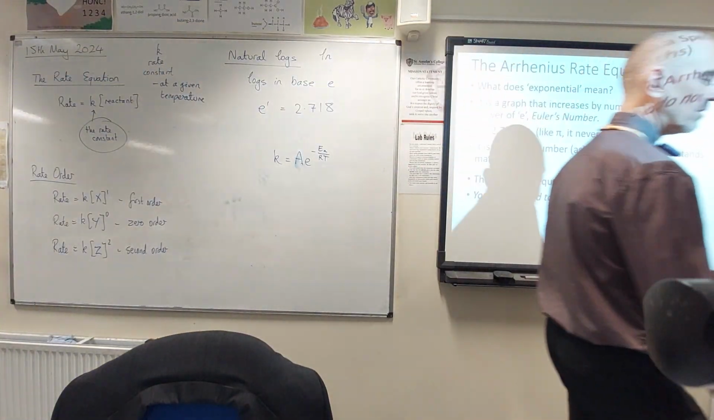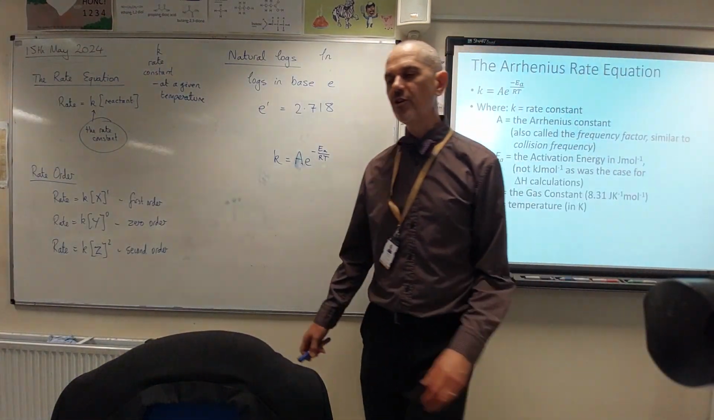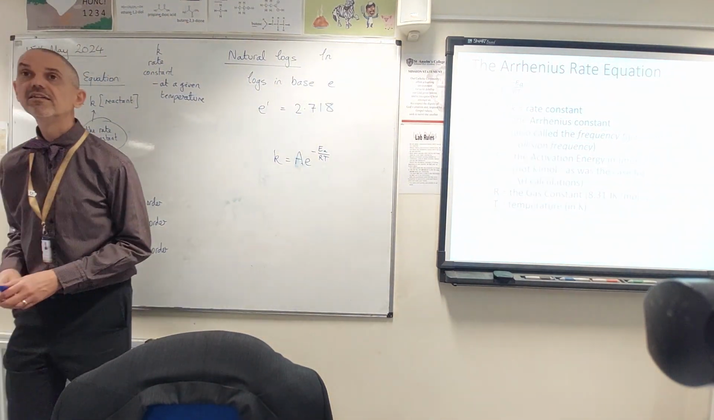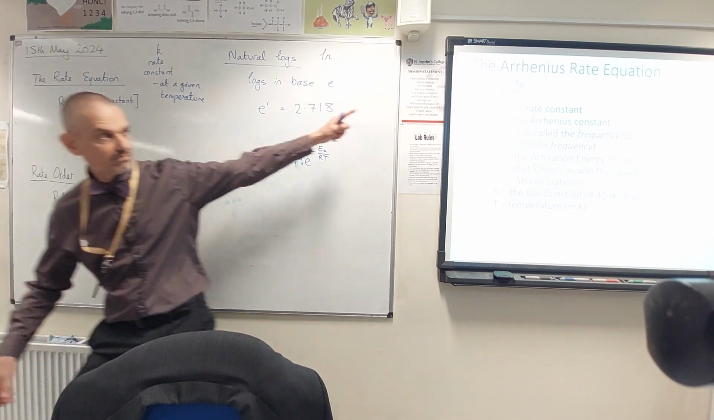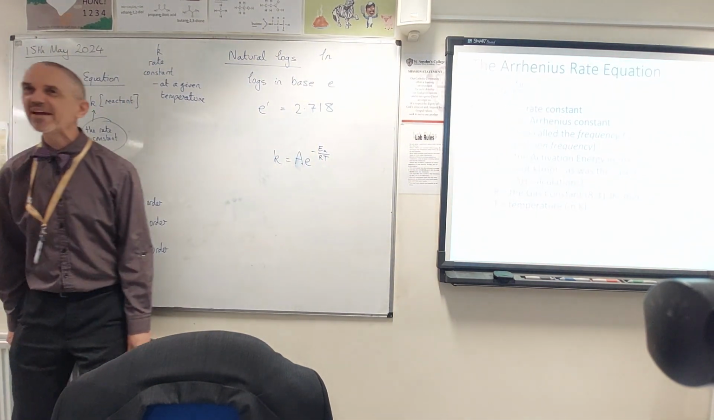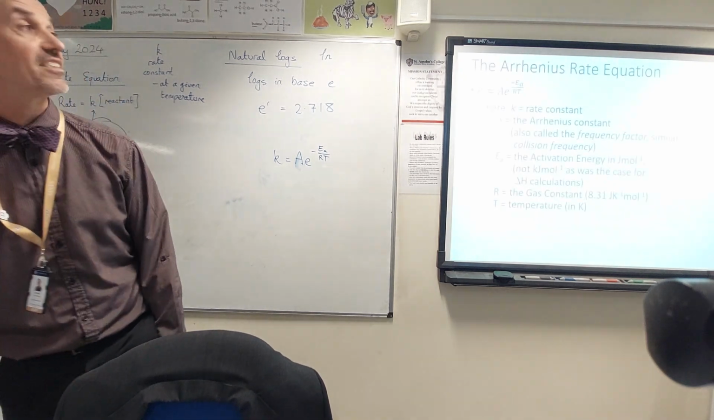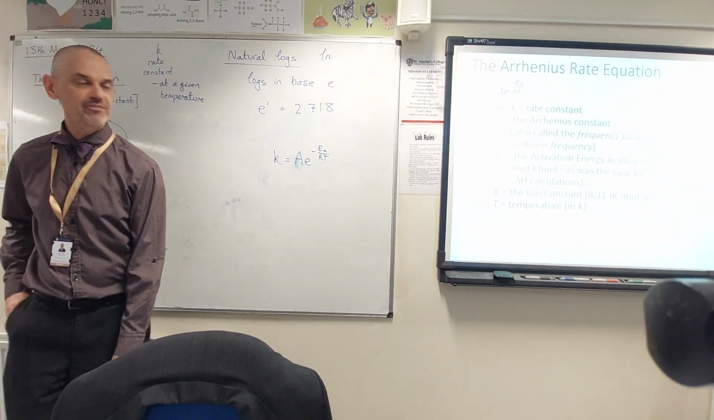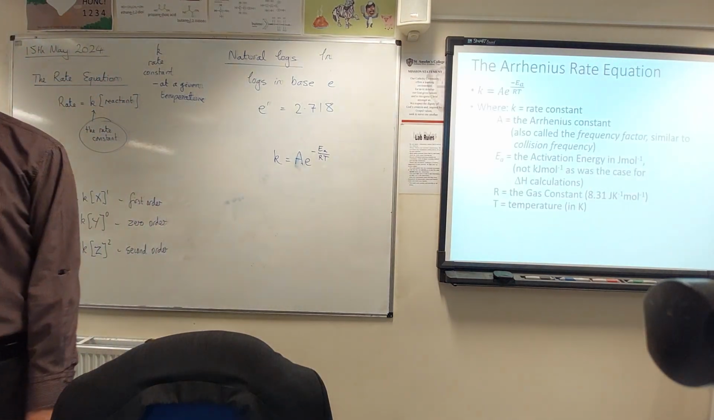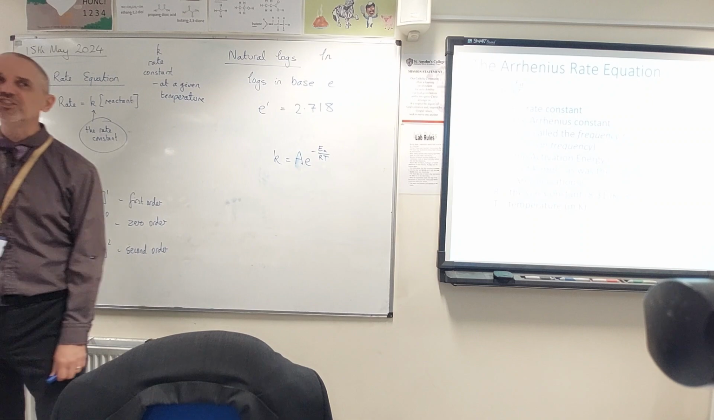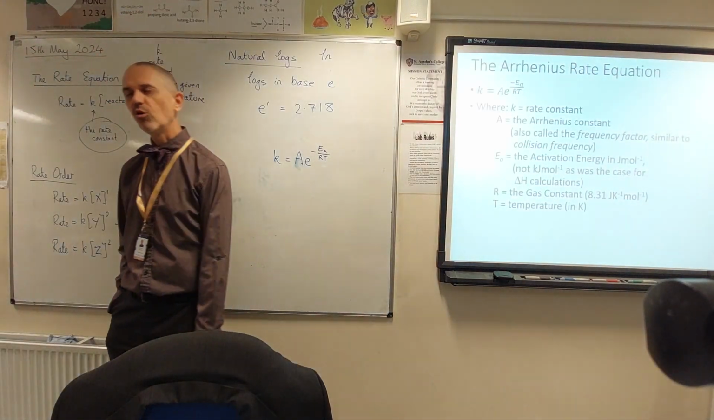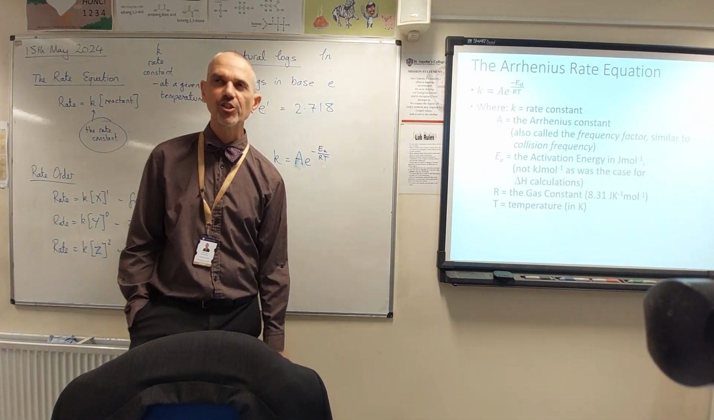So, let's run through the bits and pieces that make up the Arrhenius rate equation. So, yes, EA is the activation energy. Note, put a big red circle around it. It's measured in joules per mole.